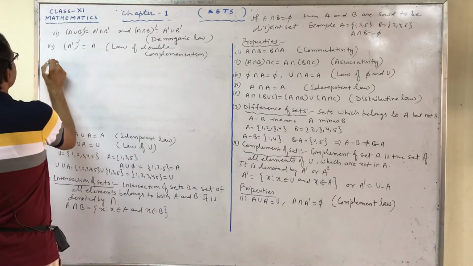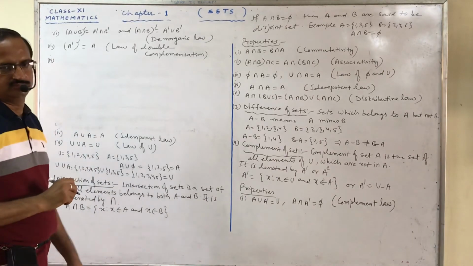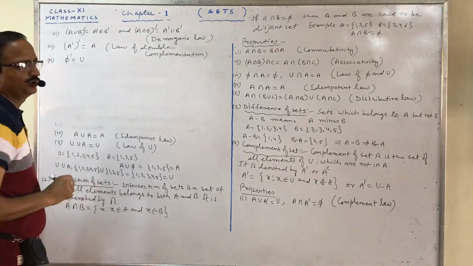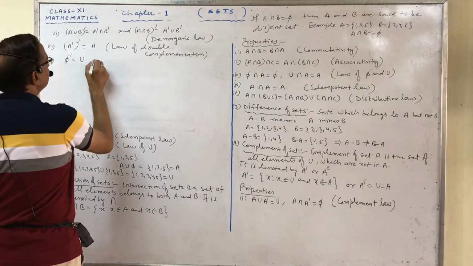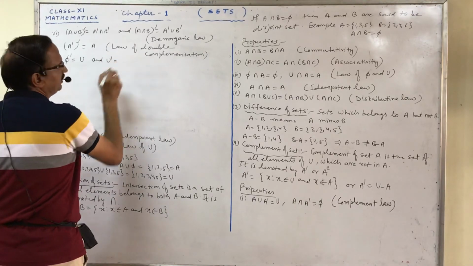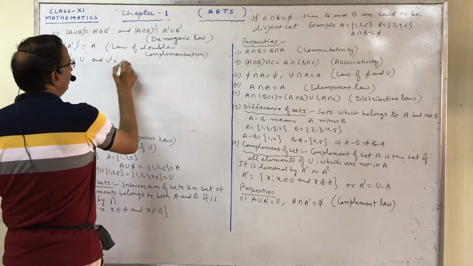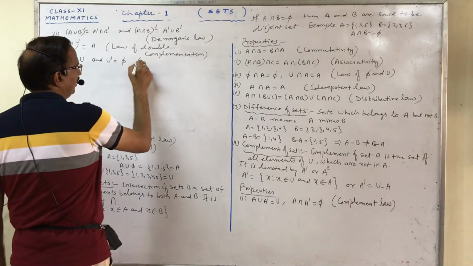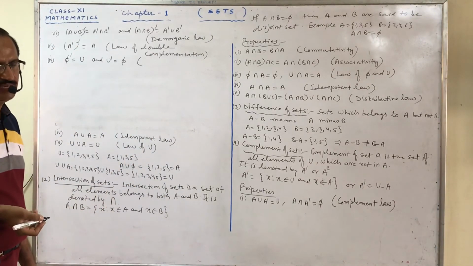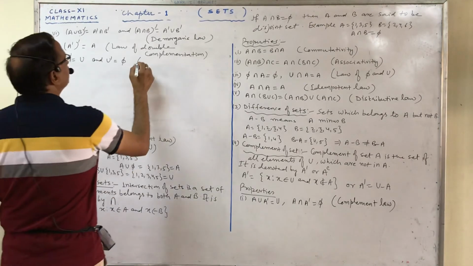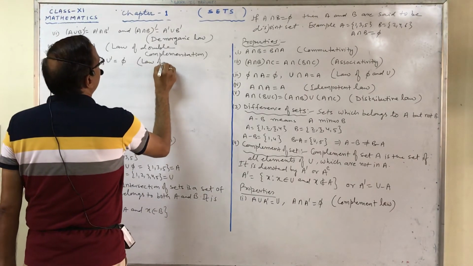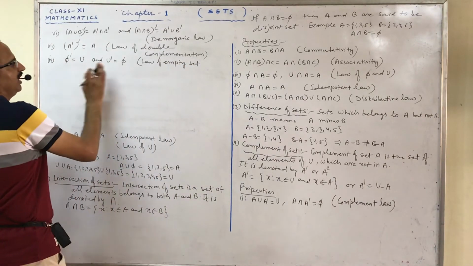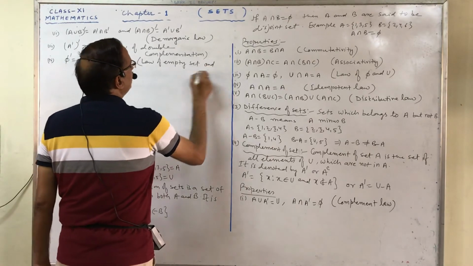And the fourth property is phi dash equals U and U dash equals phi. These are law of empty set and universal set.